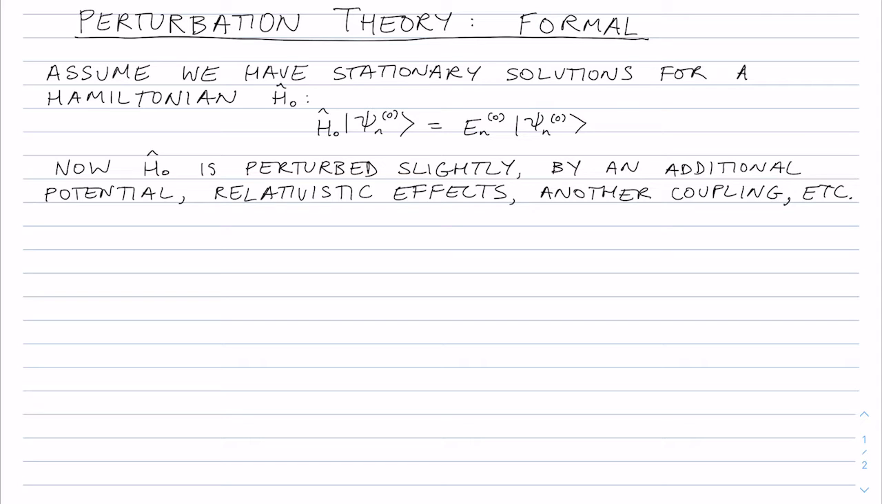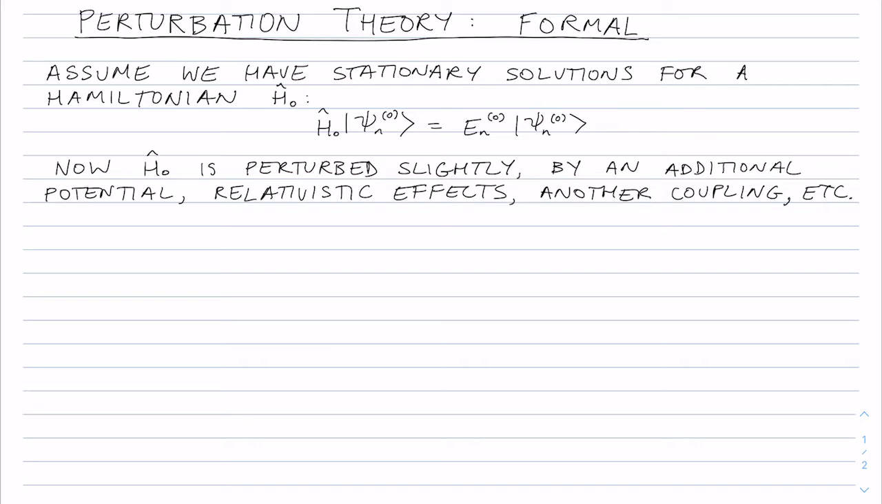That perturbation could be an additional potential, like an electric field coming in, not too strong, relativistic effects that you haven't included in the original solution, an additional coupling, additional particles, whatever it is. So something where it's a small change compared to H naught, and that way you can break it down into a kind of layer by layer expansion.